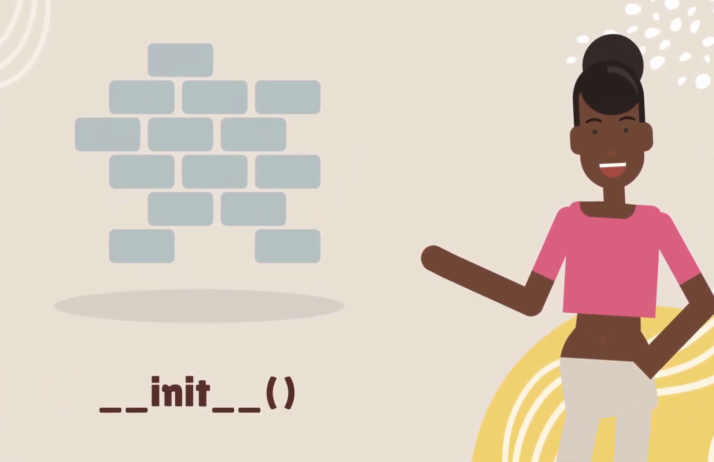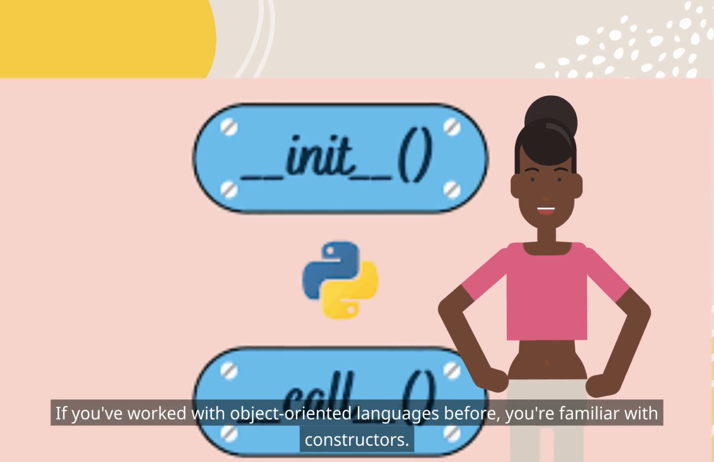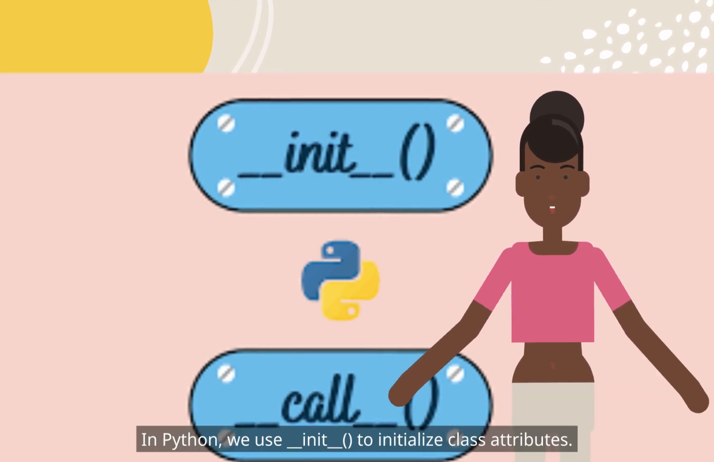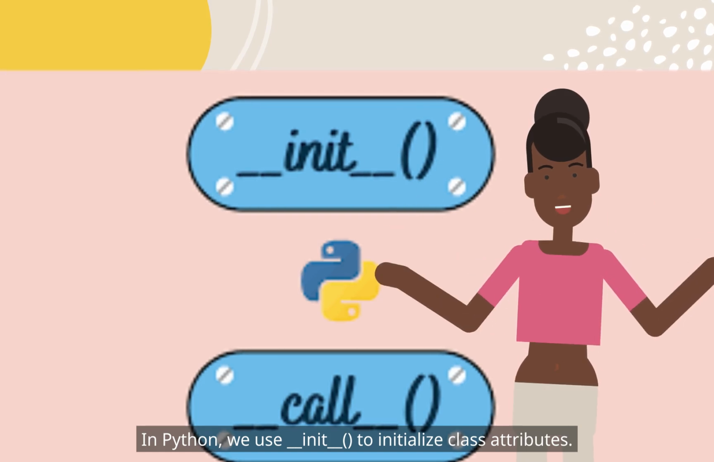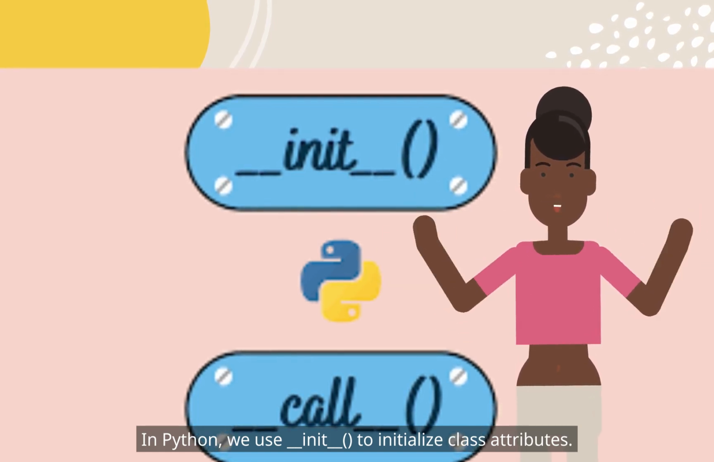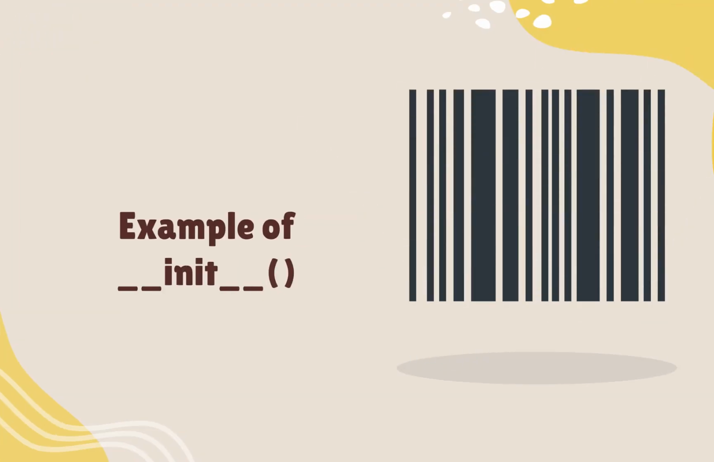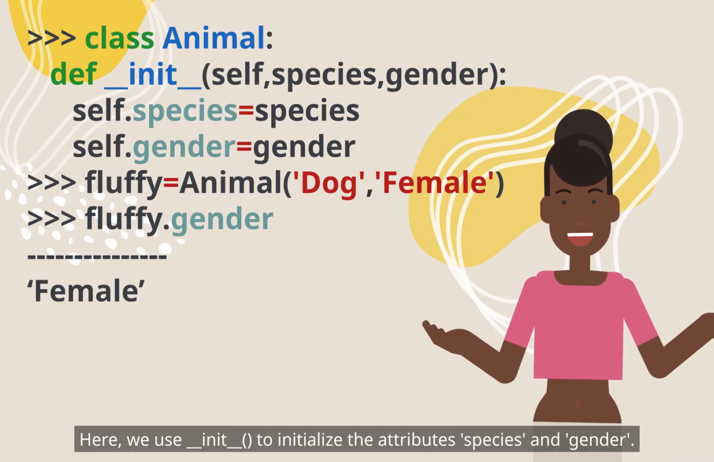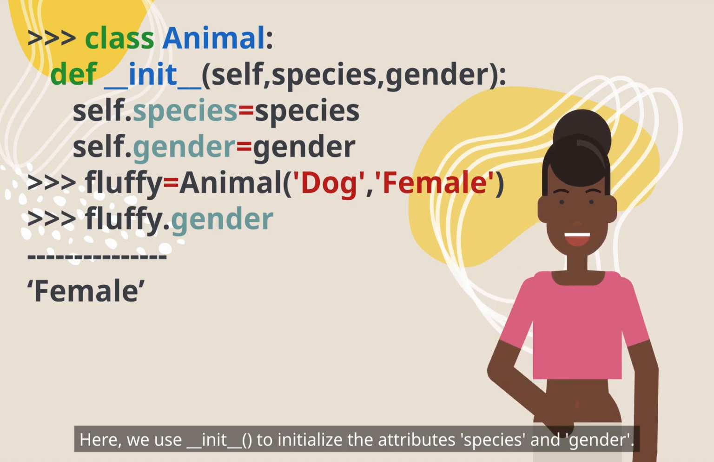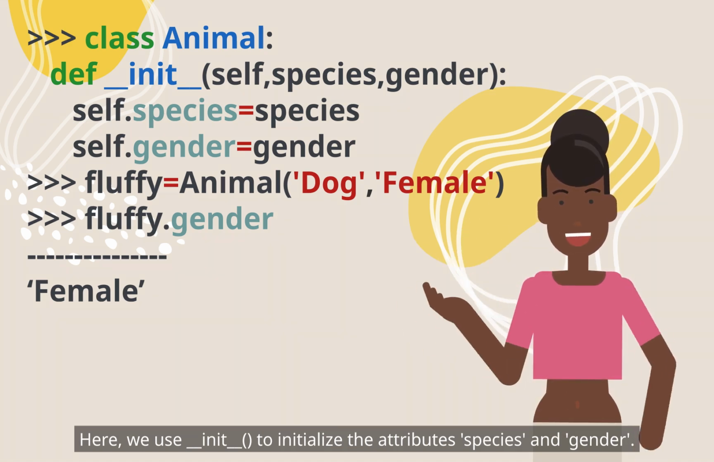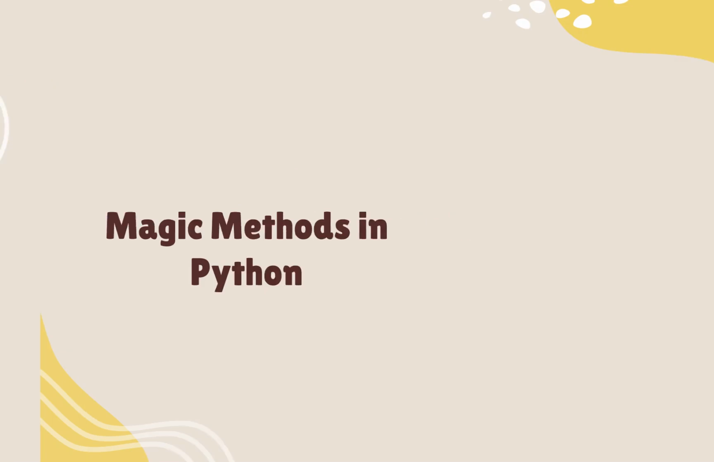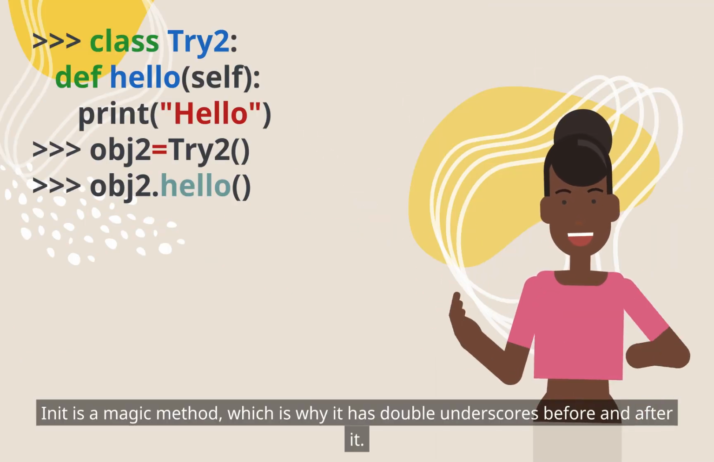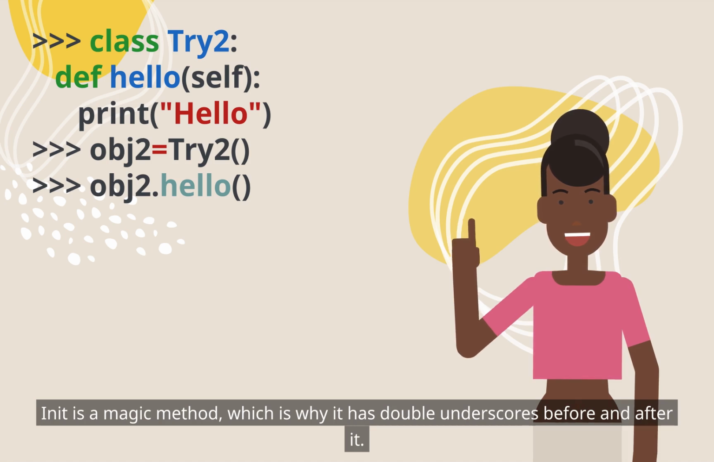__init__. If you've worked with object-oriented languages before, you're familiar with constructors. In Python, we use __init__ to initialize class attributes. Let's take a look at an example. Here, we use __init__ to initialize the attributes species and gender. Init is a magic method, which is why it has double underscores before and after it.